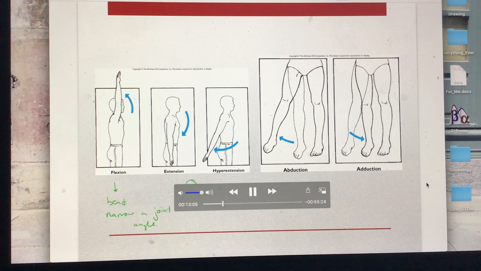So, if I have somebody, really bad drawing, okay? Oof, I did it on its own, check that out. If we have somebody, right, that would be a flexed elbow where the joint angle is smaller, it's narrowed. To extend is to increase or widen a joint angle, right? So extension of the elbow would look like this, right? Extended, straight. Usually it means straight or extended.